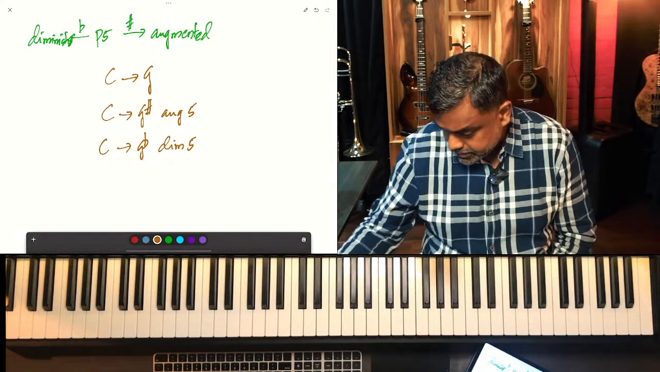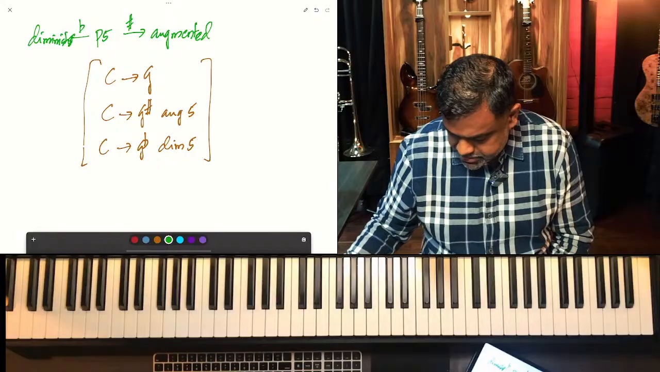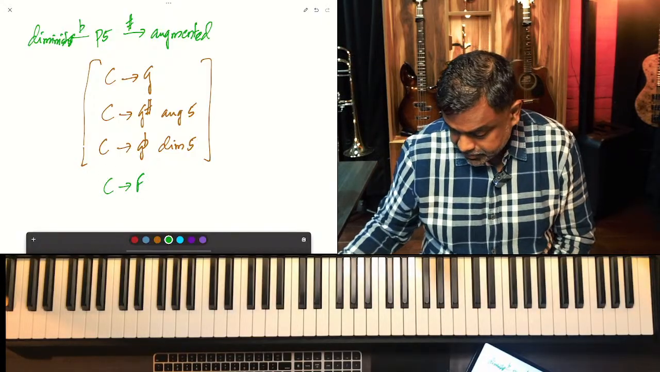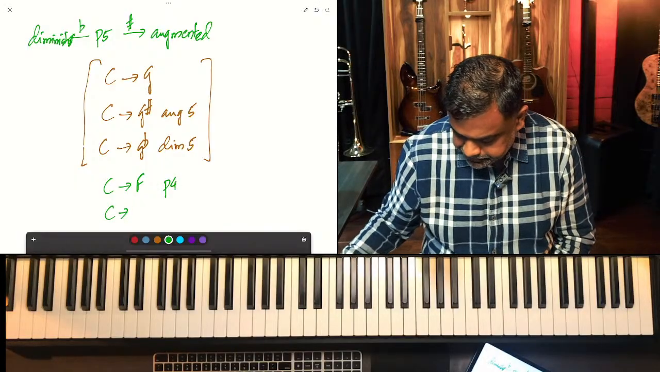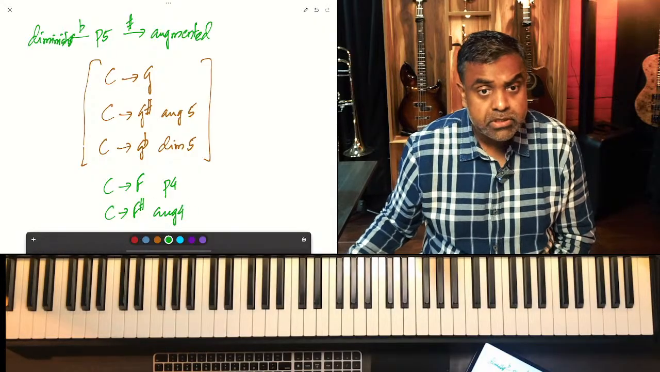And similarly, if you have this ecosystem, C to F, that's a perfect fourth, right? And if you just raise this, you're going to get an augmented fourth.